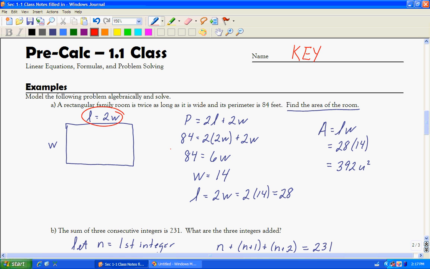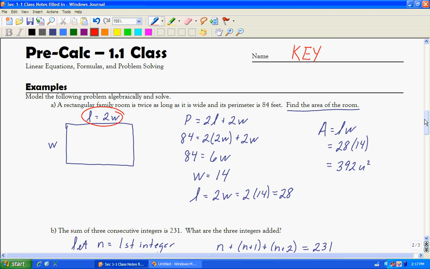Okay, these are the class notes for the word problems from section 1.1. I have them filled out because I've done this already, and it was 16 minutes, almost 17 minutes, and too long for me to put on YouTube. So here's the shorter version.